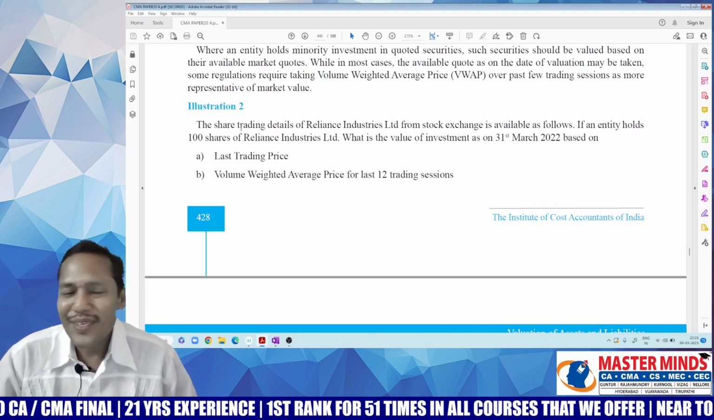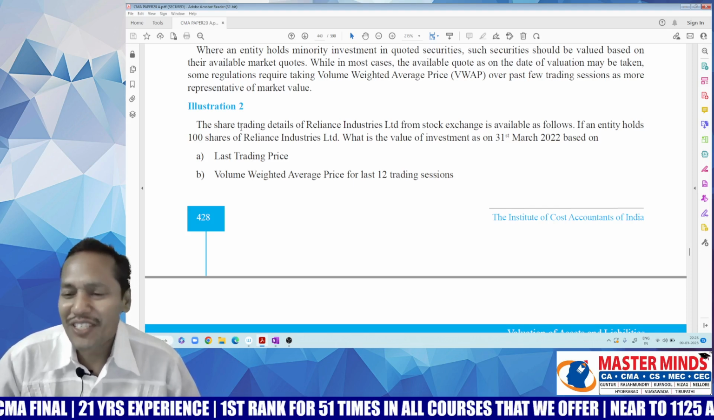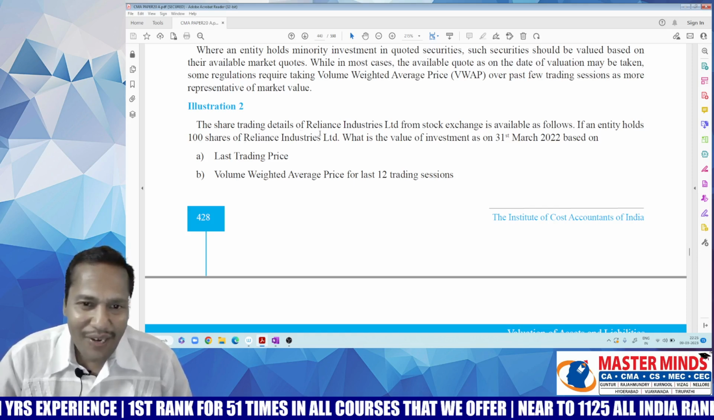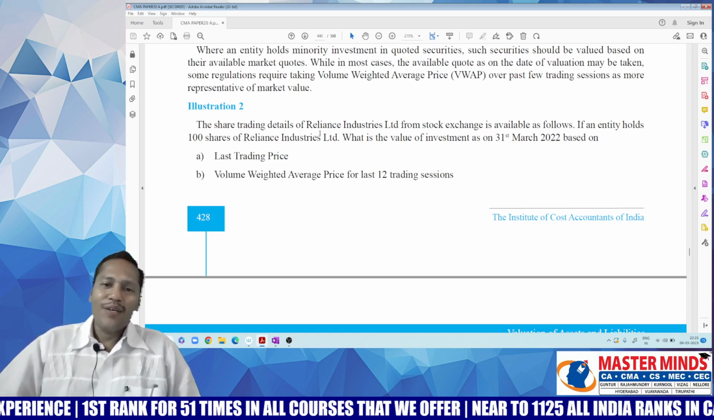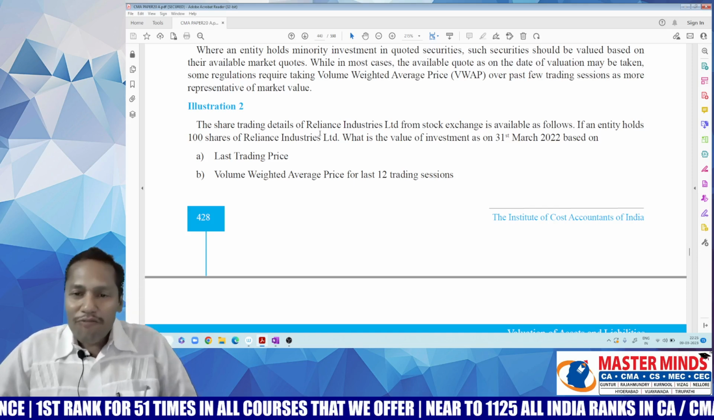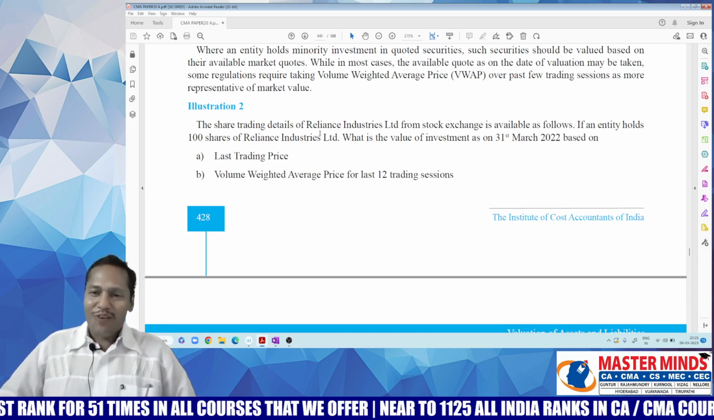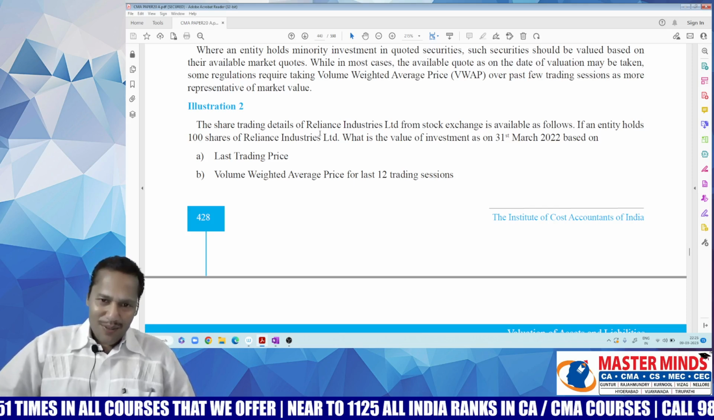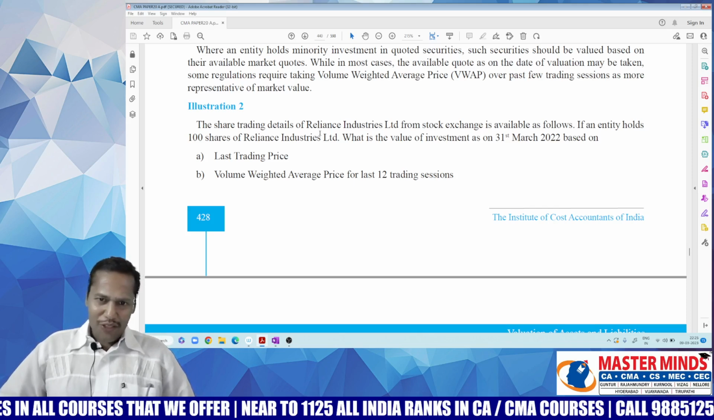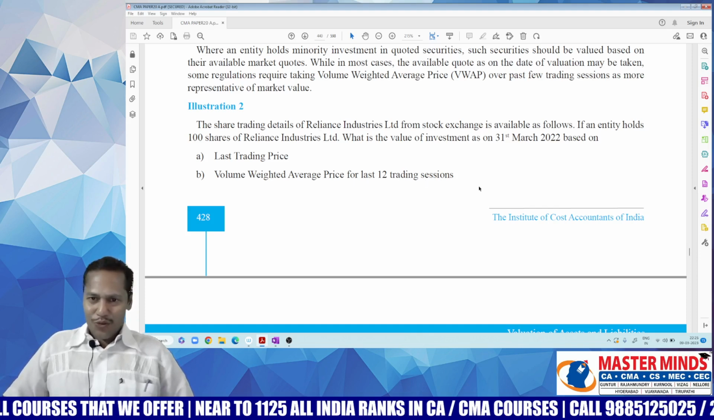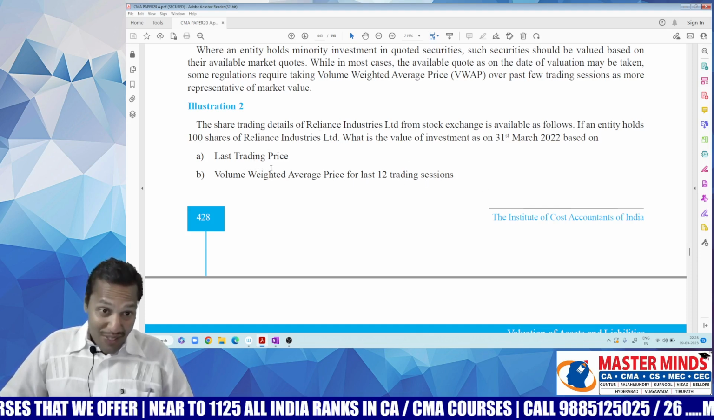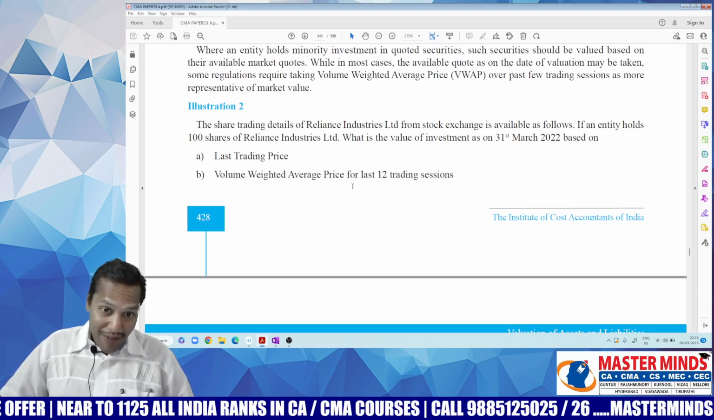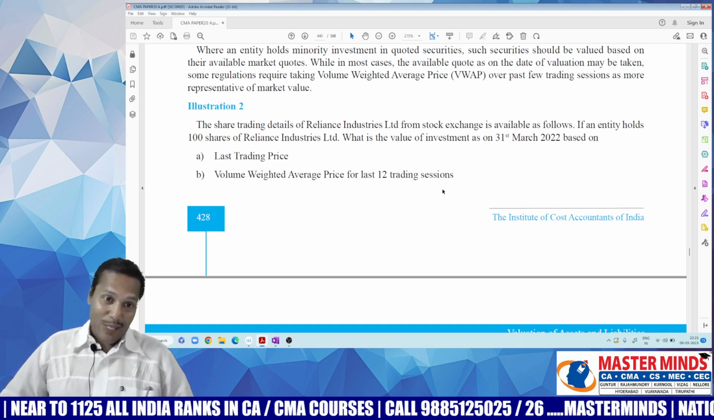Illustration 2. It involves deriving the value of a share. The share trading details of Reliance Industries Limited from stock exchange is available as follows. If an entity holds 100 shares of Reliance Industries Limited, what is the value of investment as on 31st March 2022 based on last trading price, volume weighted average price for last 12 trading sessions?